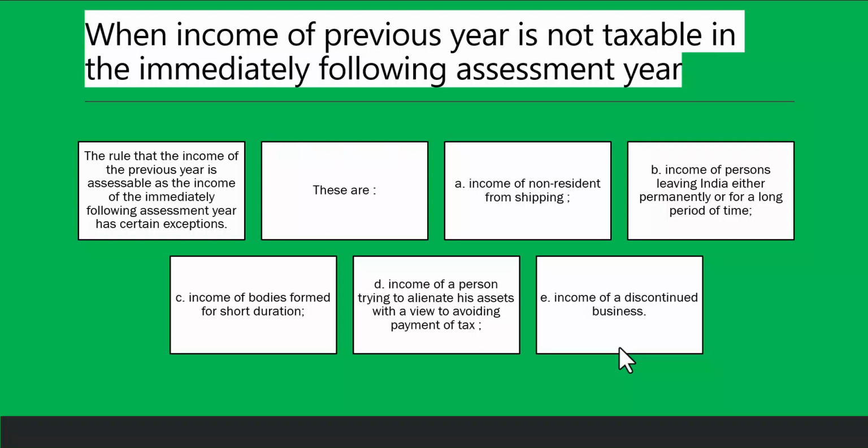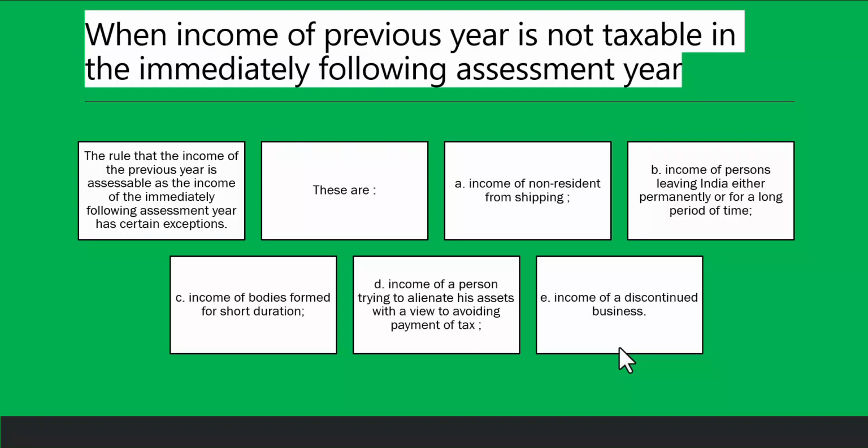For example, if he's a non-resident and his business is basically shipping, or a person who is leaving India permanently, then he needs to be assessed in the same year before he leaves India. Incomes of bodies formed for very short duration. So such kind of businesses which are only for short duration, there also the income needs to be assessed in the year itself, in the year of the previous year itself. So in that case, the previous year will become the assessment year.